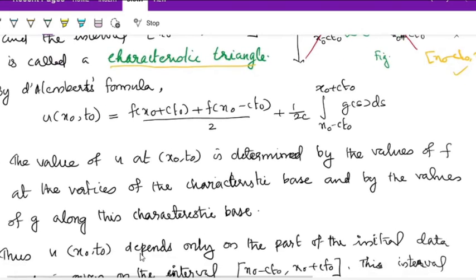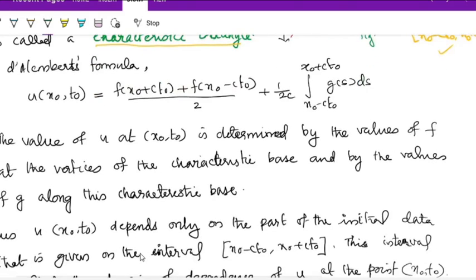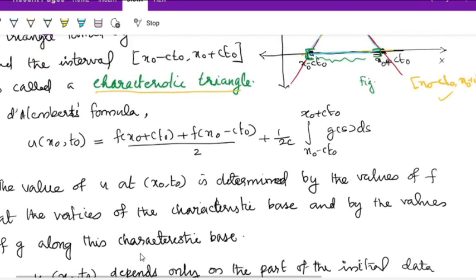Or we can say that u at x naught, t naught depends only on the part of the initial data which is given on the interval x naught minus c t naught to x naught plus c t naught, isn't it? Only this part of the values of f and g in this interval. Actually, we need to find f at the endpoints of this interval, and g along this interval throughout, that is, we needed to find u at x naught, t naught.